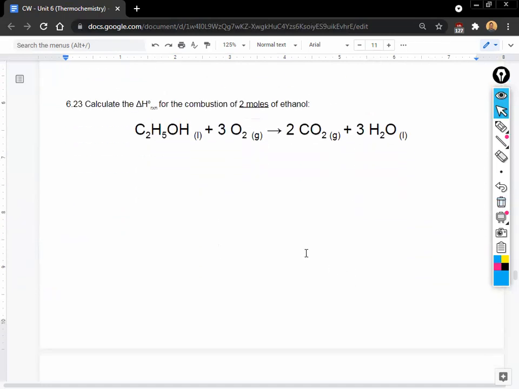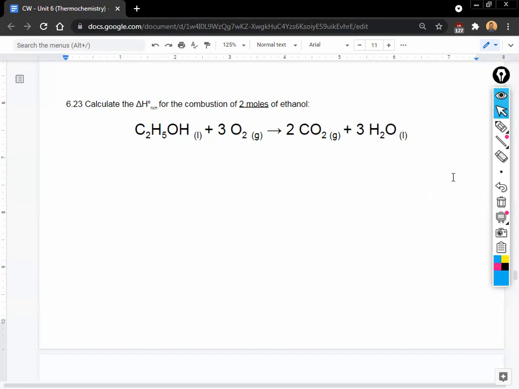All right, so 6.23. If you take a look at this, it's very important to notice one thing before we start. How many moles are we looking at? Yeah, we're looking at 2 moles of ethanol. Okay, so just keep that in mind. Now let's get started.